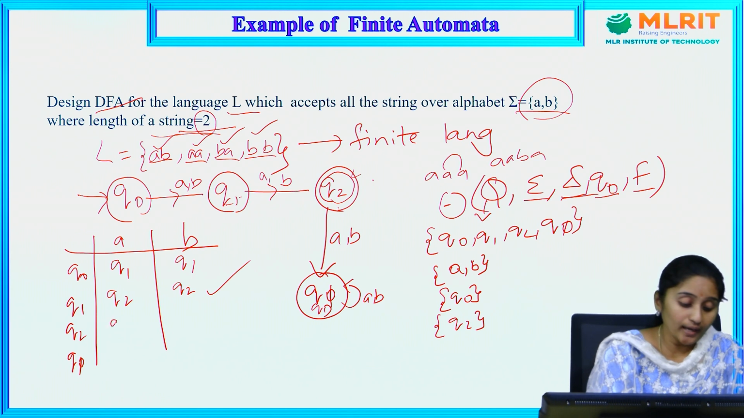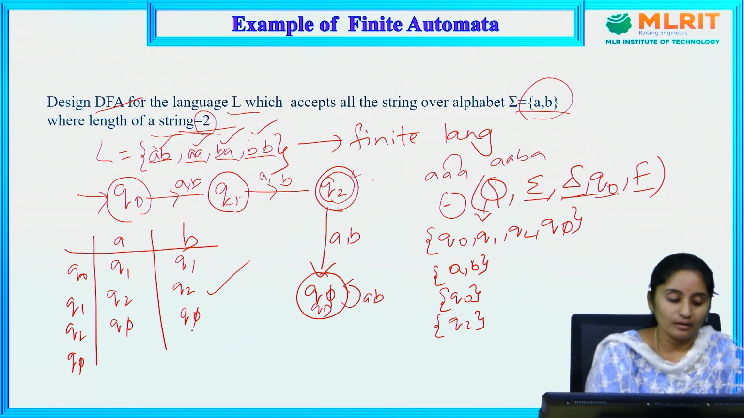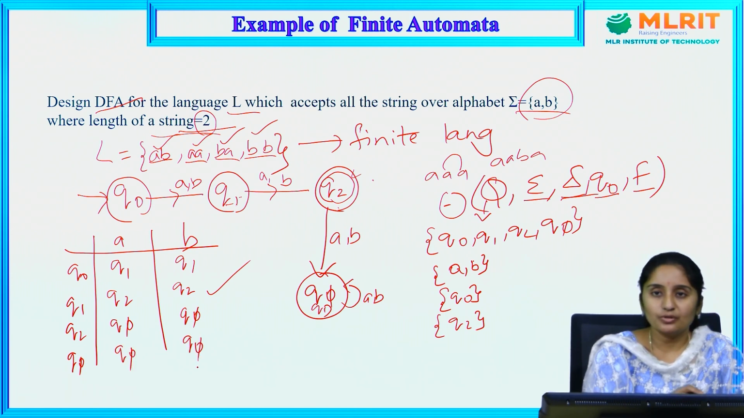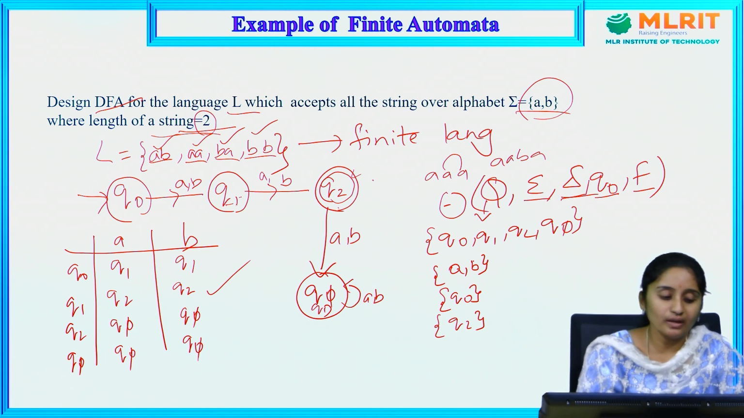Q2 on A, it is moving to Q phi. Q2 on B, it is moving to Q phi. So Q phi on A, it is on a self loop. Q phi on B, it is on a self loop. So this is the transition function for length of the string equal to 2.